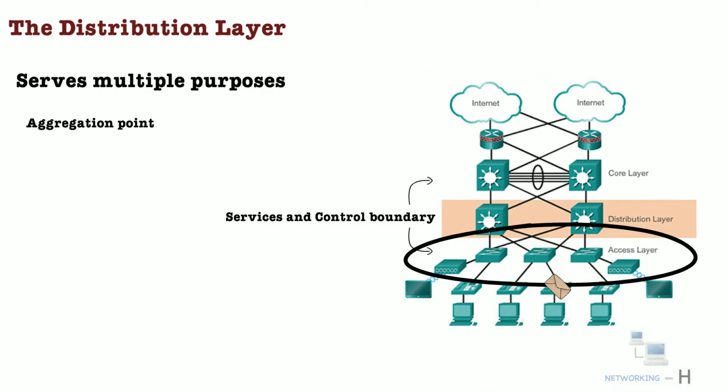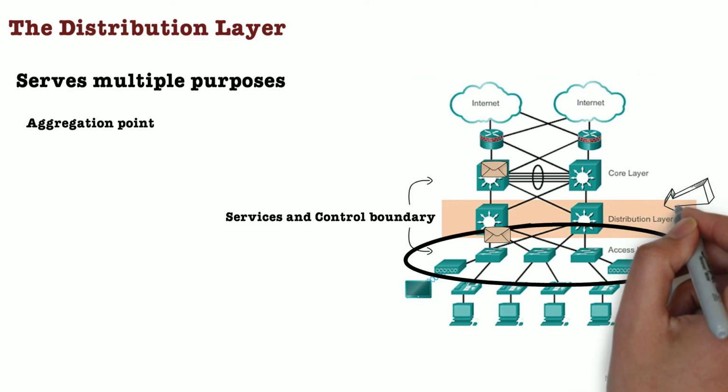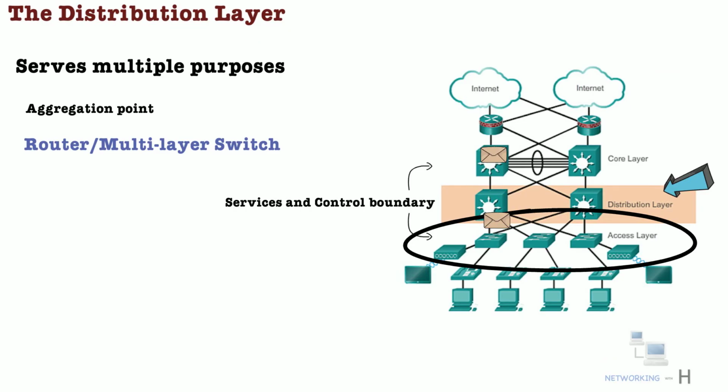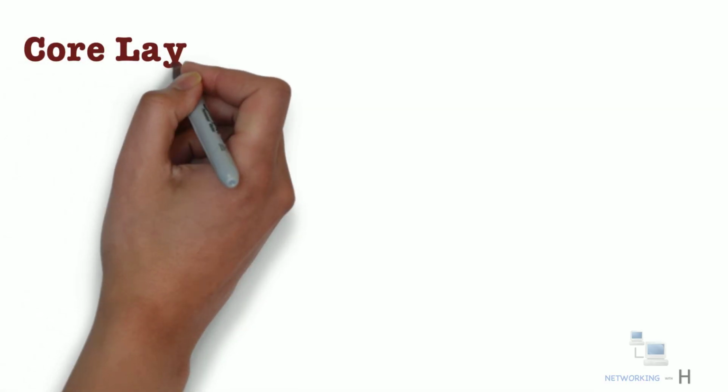The distribution layer aggregates the data received from the access layer switches before it is transmitted to the core layer for routing to its final destination. A distribution layer switch may provide upstream services for many access layer switches. In the figure, the distribution layer is the boundary between the layer 2 domain and the layer 3 routed network. Either a router or a multi-layer switch is used to segment workgroups and isolate network problems in a campus environment.